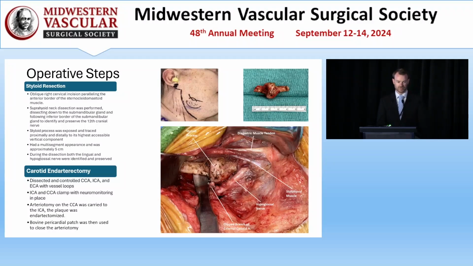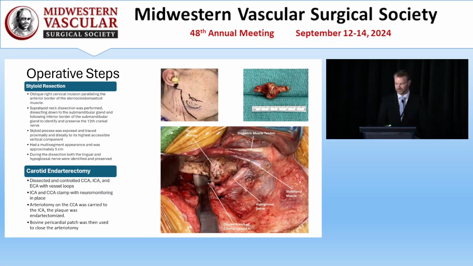We began with an oblique right cervical incision paralleling the anterior border of the sternocleidomastoid. We carried this down until we were able to identify the submandibular gland. We then carried this inferiorly until we were able to identify cranial nerve 12. We then were able to see our styloid process going superiorly and inferiorly to its proximal and distal origins as highly accessible as we could get. We noticed it was multi-segmented and it was about 5 centimeters. We then performed our resection, ensuring that we had lingual nerve and hypoglossal nerve identified and preserved.